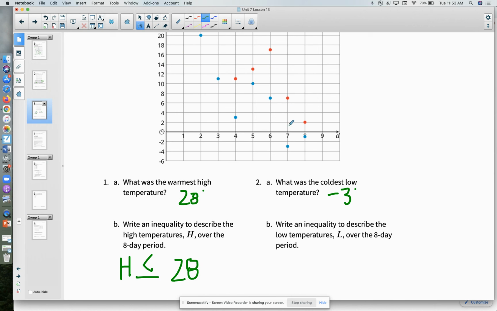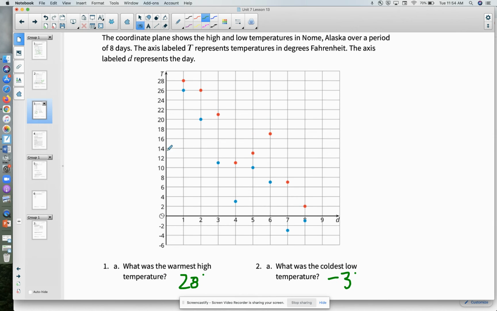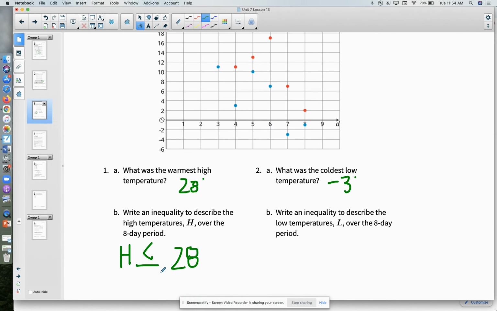Because look at the high temperature for the 7th day, 7, right? Isn't 7 less than 28? Look at the 6th day, the high temperature is 17. Isn't 17 less than 28? And then also 28 equals 28. That's why we have the equal sign.